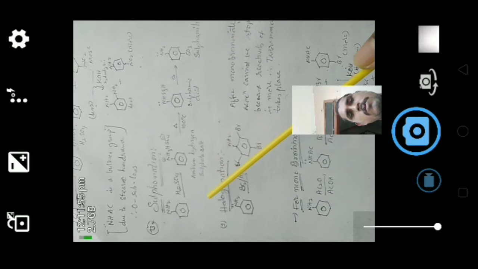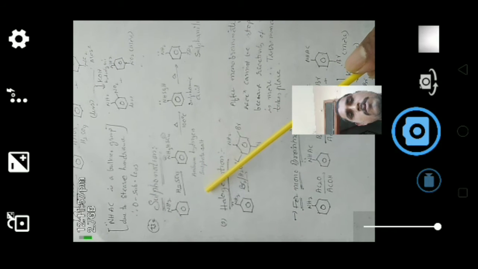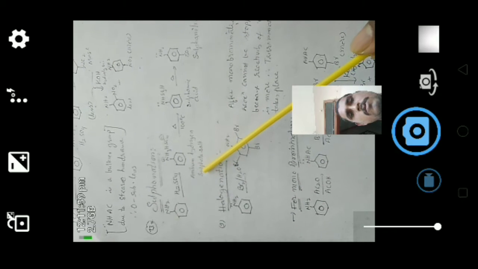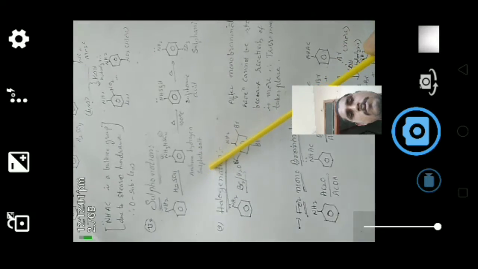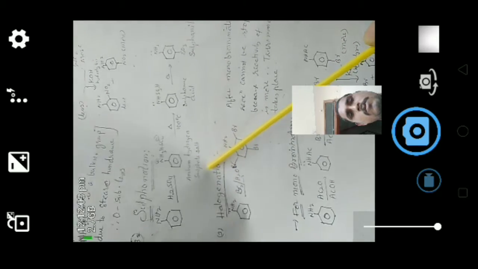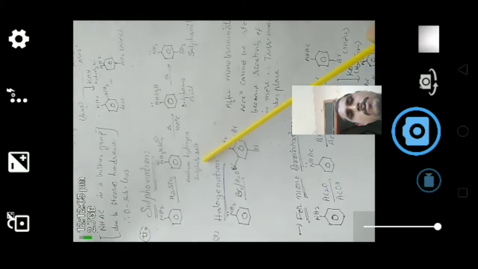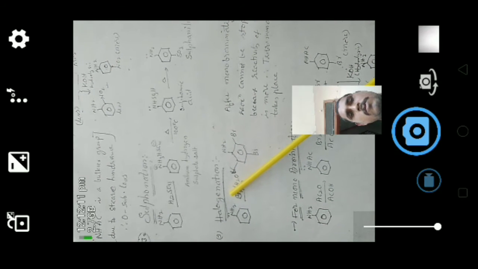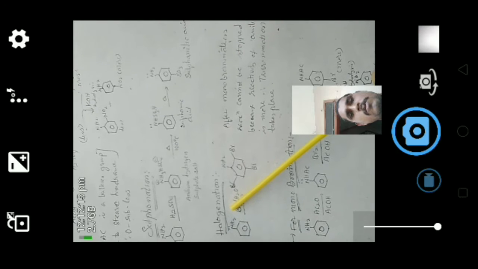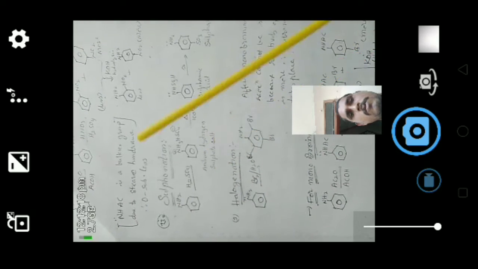Here the starting material is aniline, which when reacted with sulfuric acid gives anilinium hydrogen sulfate salt. When we heat this sulfate salt at 100 degrees centigrade, it gives sulfamic acid. This sulfamic acid, when we heat it, gives sulfanilic acid. These are the sulfonation reactions of aniline.